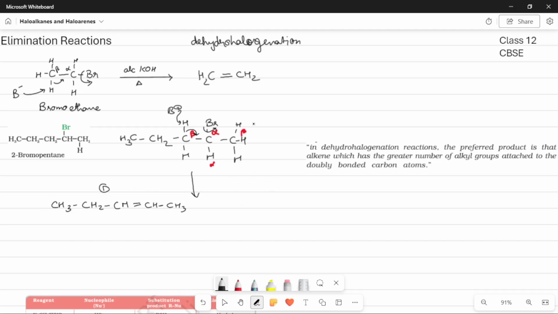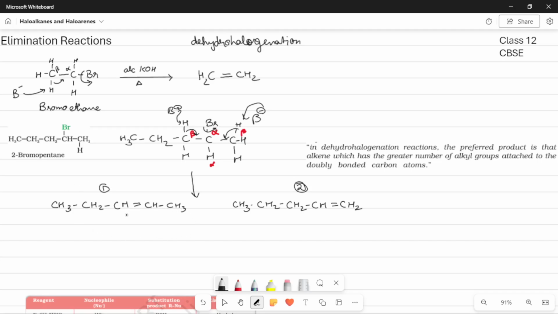Product number 2 will be almost the same, obviously not the same. And then this bromine atom is going to get kicked out. So you'll have CH3, CH2, CH2, CH, double bond, CH2. So this is the second product. Pause the video right here and try and name this using the nomenclature. You have pent-1-ene and pent-2-ene.